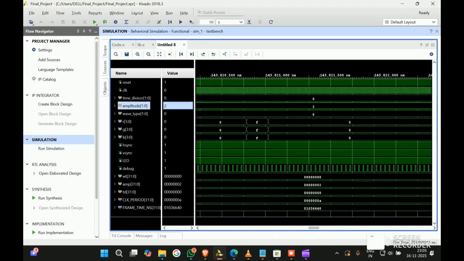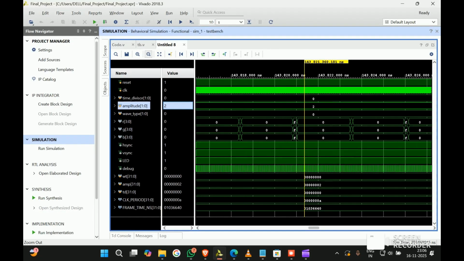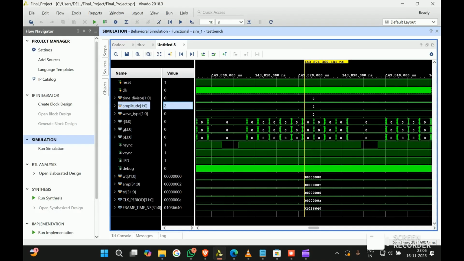So basically what this shows is the time divisor and the amplitude, whatever maximum amplitude we want. The wave type specifies which wave is being generated. Whenever the RGB values are F, we can see that they are F at the same time. All of them being F means that something is being written. All of them being 0 means nothing is being written. The H sync and V sync values are 1 since these are active low signals. It ensures that we are on the display page itself. The LED one represents that it is printing what should be printed correctly. So if I had to zoom out a bit, you can see that there are many such instances where these F values are appearing.